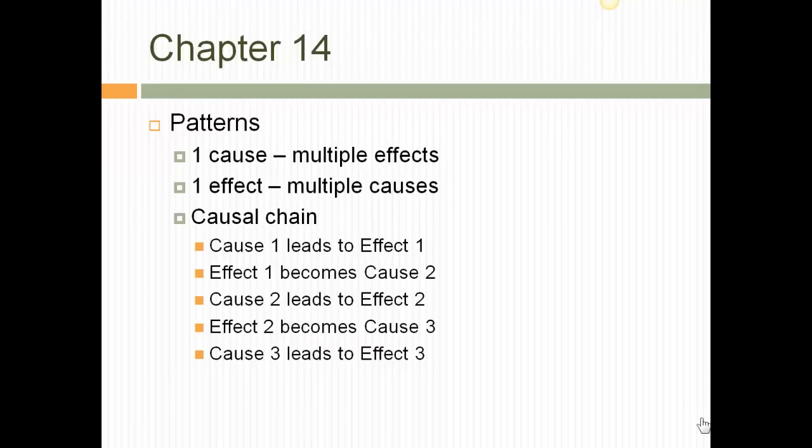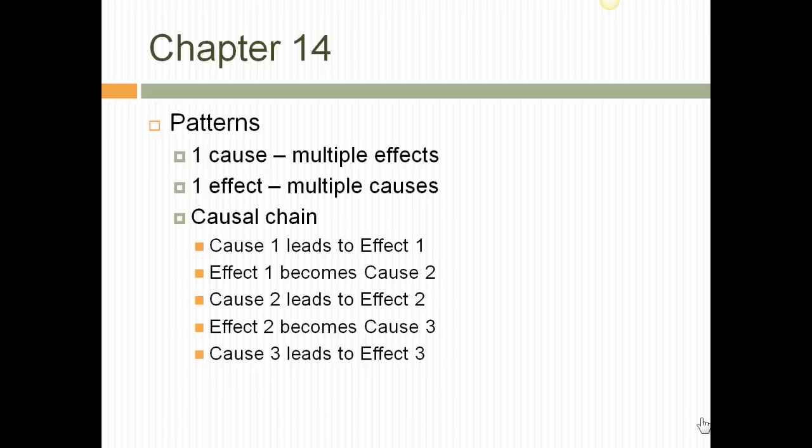Alright, so chapter 14 discussed these different patterns for causal analysis, and the first two I went over already pretty in depth in the first videos: choosing one cause and then exploring its multiple effects, or choosing one effect and then exploring its multiple causes. But if you have more of a domino effect and you want to discuss what's actually called a causal chain, it is possible to write your cause and effect essay in a way that cause 1 leads to effect 1.